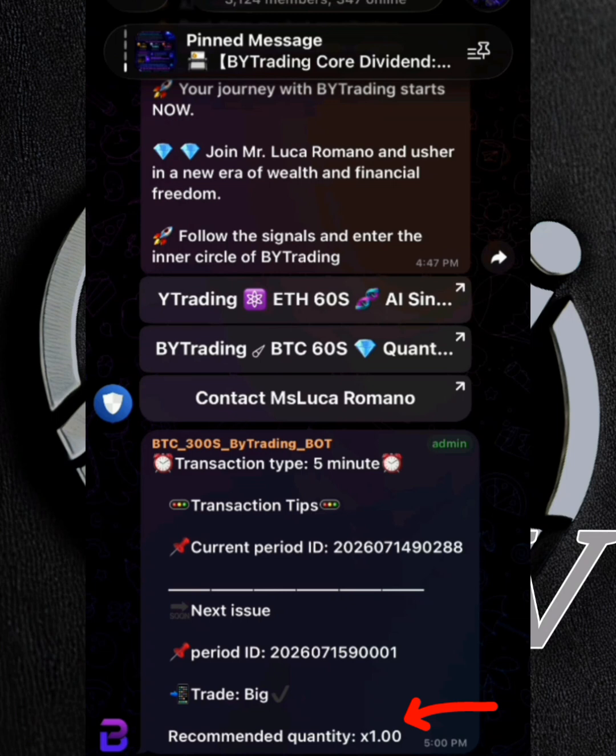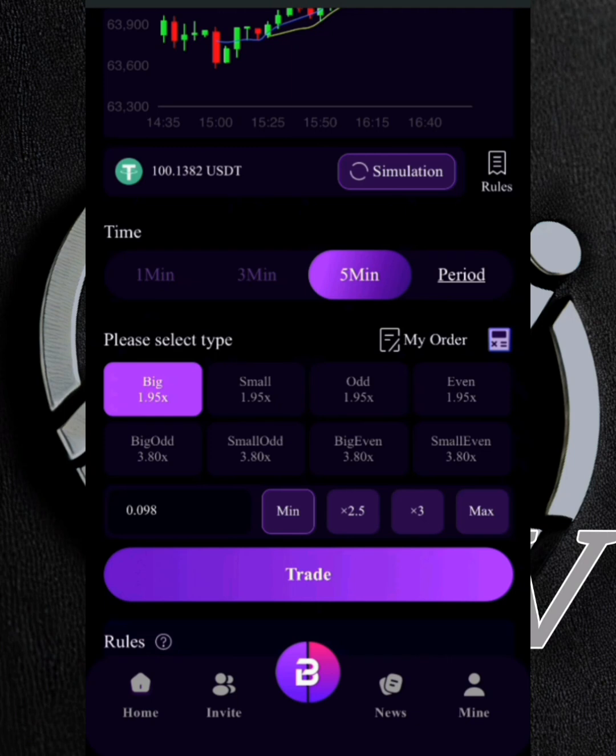Just follow me through. First thing you need to do is make sure that you're in the 5 minutes time frame. You know that anytime you come out from the site, it automatically changes back to 1 minute, so always make sure that you're on the 5 minutes time frame. Then the signal that we were given to trade was big, so I've selected big right here.